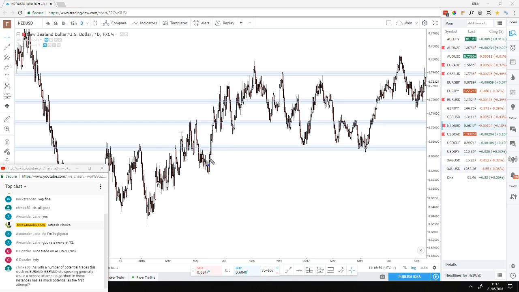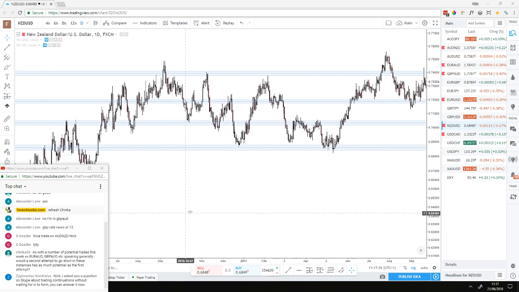2 years ago, New Zealand USD broke up above this resistance area. It was resistance at the time. You could see it had very strong bounces there, three in fact. It broke up above it earlier than that, but this was the latest break above it. And ever since that time, for 2 years, it's been above this resistance area, which then became support.